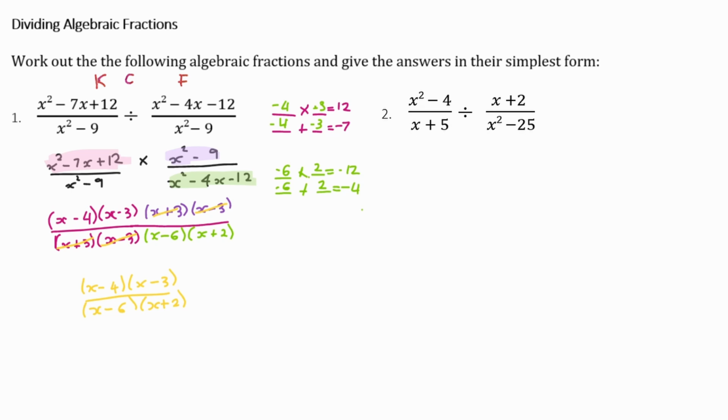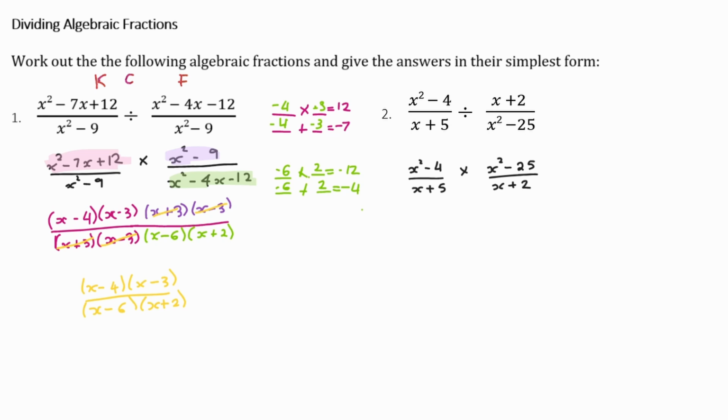its simplest form. For number 2, we are also going to keep the first fraction as it is, change the division sign into a multiplication sign, and flip the second fraction into its reciprocal. So we will keep x squared minus 4 over x plus 5 as it is, change our division sign into a multiplication, and put x squared minus 25 in the numerator and x plus 2 in the denominator.